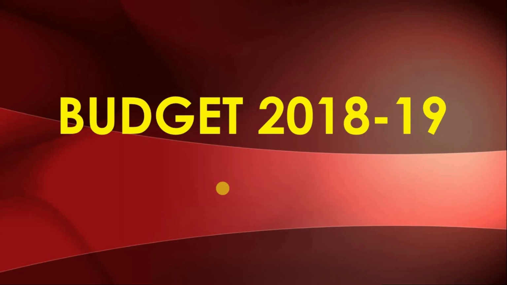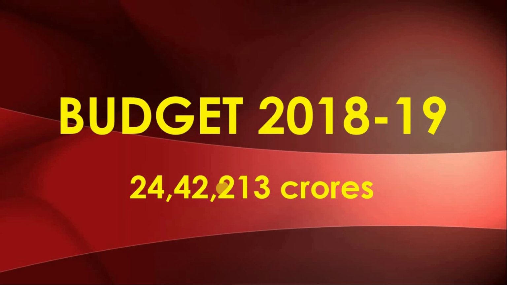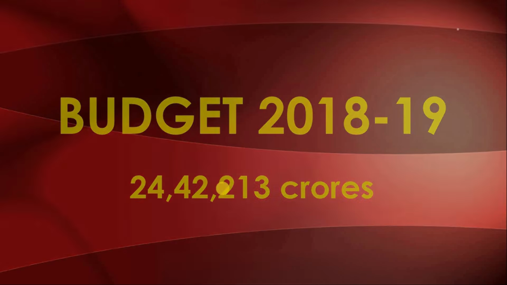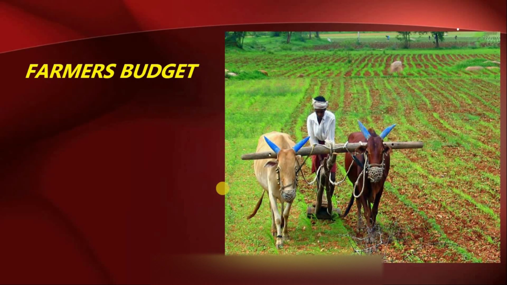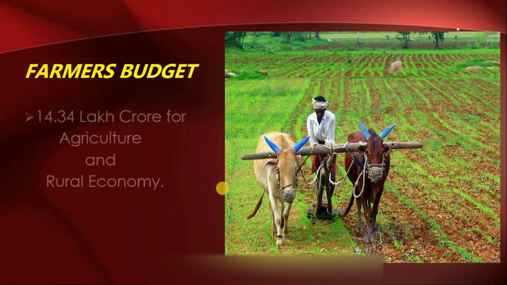Hello all, we will be discussing a few important points related to the budget 2018-19. This year, the government has allocated 24,42,213 crores for the development of different sectors in India. This year, the concentration was on agriculture and rural economy. So this year's budget can be termed as farmers' budget because out of the 24,40,000 crores, 14.34 lakh crore was given for the development of agriculture and rural economy.